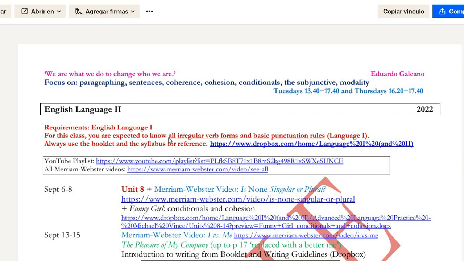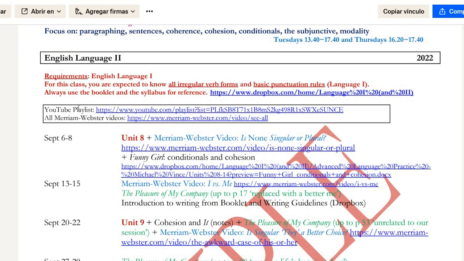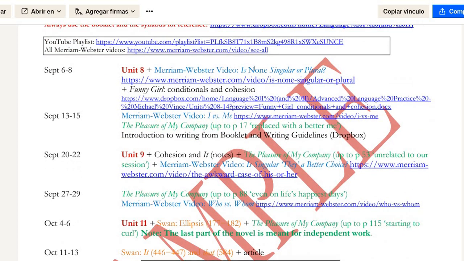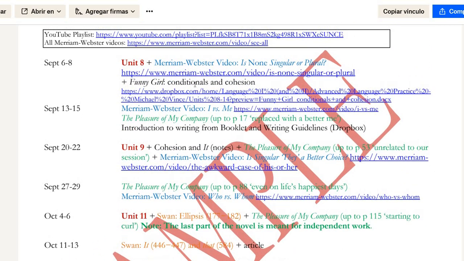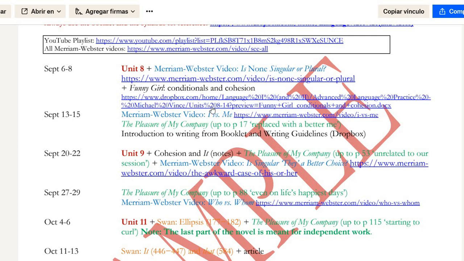But this, you should not disregard: all irregular verb forms, basic punctuation rules from language 1, right? Everything, all of that is included. And there will be a YouTube playlist that I just showed, and there will be Merriam-Webster videos as well, right? The use of how we use none, for example. Where are all the videos? Is that the only video? Well, I don't remember now. There's also I versus me here. There should, yes, here there's singular they, a better choice, whom, exactly.